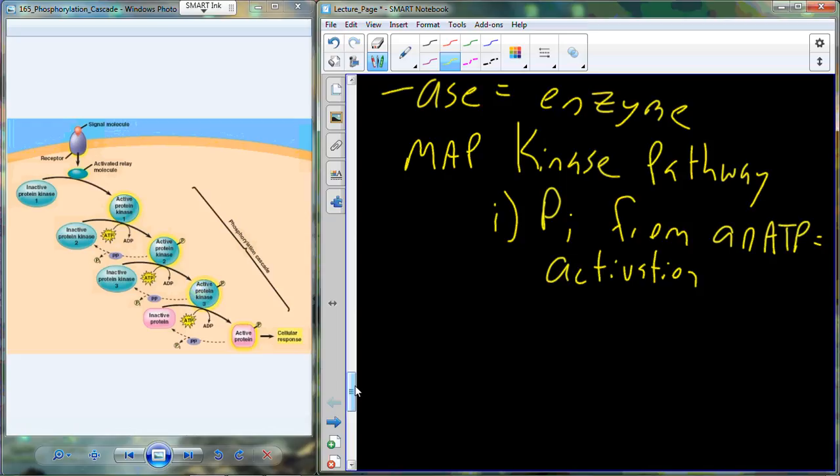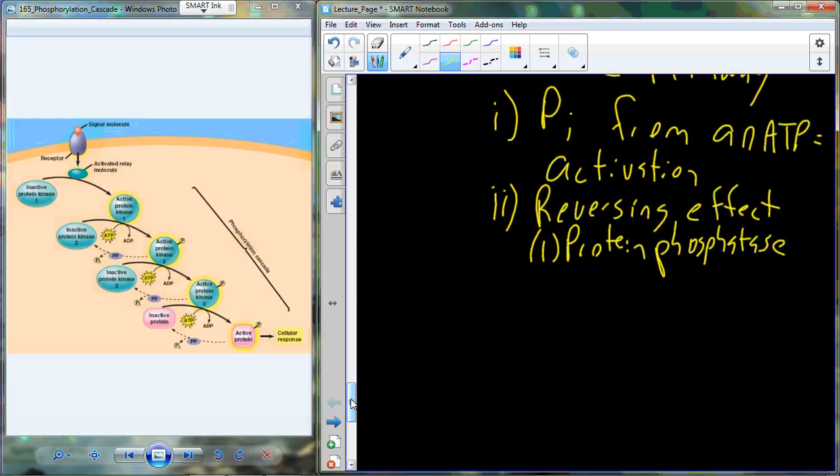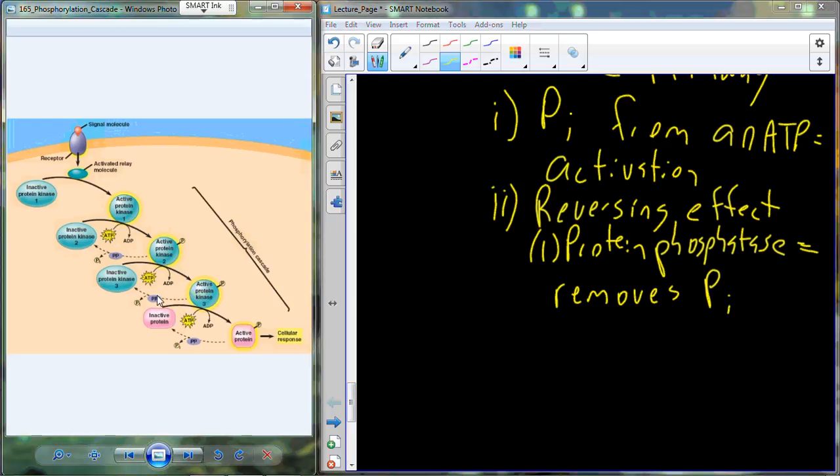So I'm going to have to reverse the process of the phosphorylation cascade. To reverse the effect, I'm going to have another enzyme that's called a phosphatase. Kinases always add phosphate. Phosphatases remove phosphates. So protein phosphatase removes the inorganic phosphate, which is what you see happening here. That PPP will stand for protein phosphatases. So we're ripping the phosphate off to move that to our inactive protein kinase form.